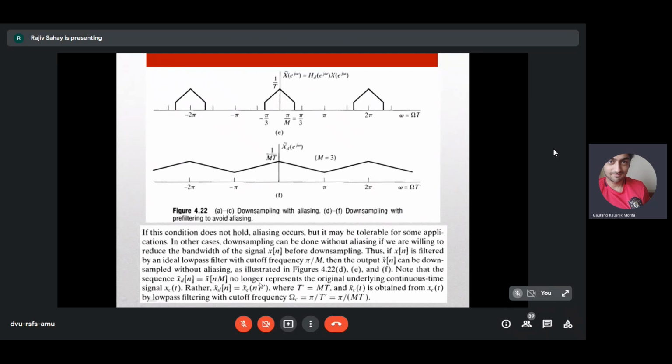You will get xc tilde of nT prime, where T prime is equal to MT. Because using the pre-filter, you are cutting out the original frequency spectrum. You are never going to get back the original signal. That is the disadvantage of pre-filtering. Although it doesn't cause aliasing, you lose some of the frequency components because you are cutting them out.